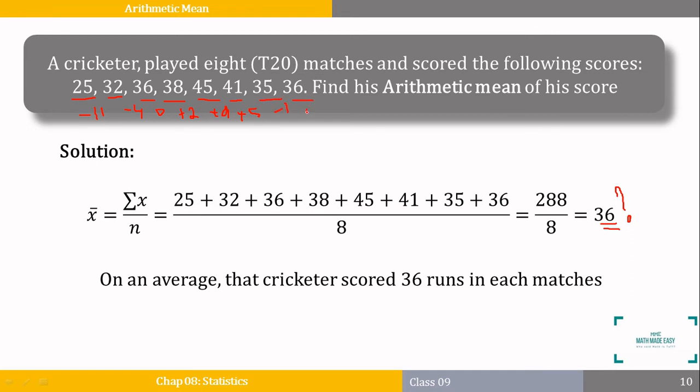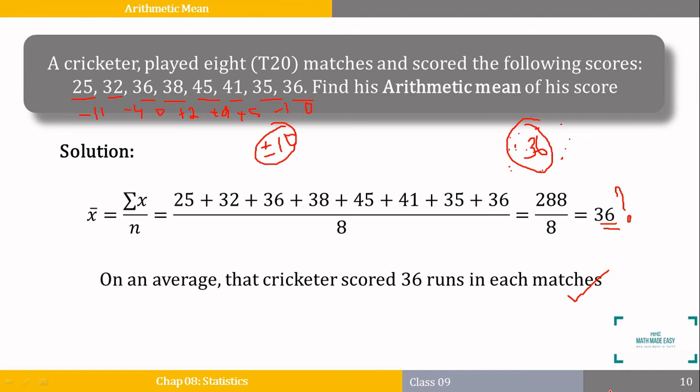So we just note that each and every value in the observations is within about plus or minus 10. So all the observations come around the average value. So what I said was true, and the truth of the statement was proved here. So to conclude, on an average, the cricketer scored 36 runs in each match.